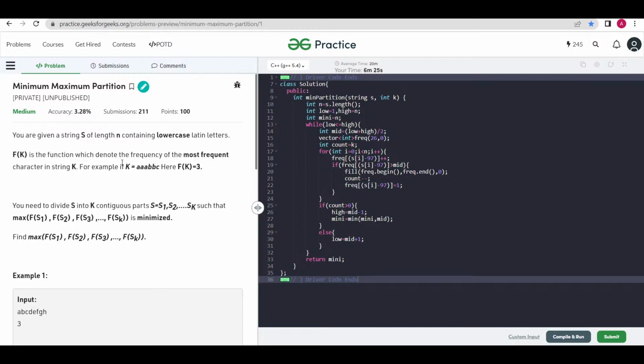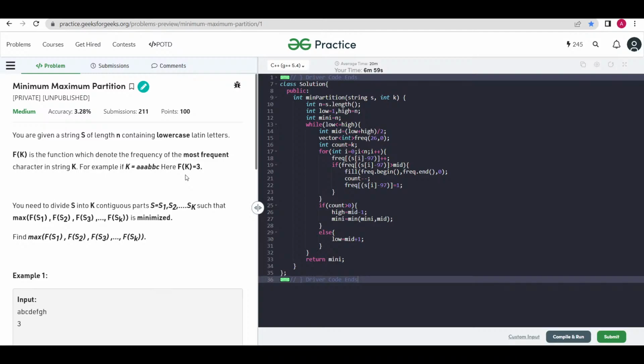Let's suppose we are given the string as 3 times a, then 2 times b, and 1 time c. Since we are applying the fk function, it will give the frequency of the most frequent character. The most frequent character is a, appearing 3 times, so the value we return is 3. So the fk value is the frequency of the most frequent character in a given string.